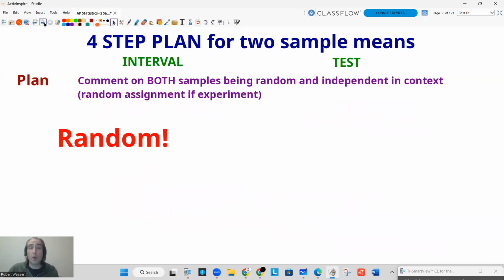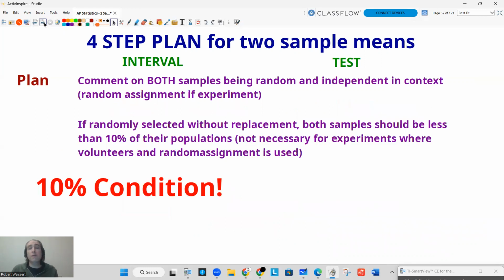Remember the random, we want to come out on both samples being random. Both, not just one, but both of them, and independent in context. If it's an experiment, make sure you say they're randomly assigned. If it is not an experiment, so if you're selecting from a larger population without replacement, we want to make sure that both of our samples are sampling less than 10% of the population. That condition's been there for a while, and we want to make sure that gets mentioned if we are sampling from a larger population.